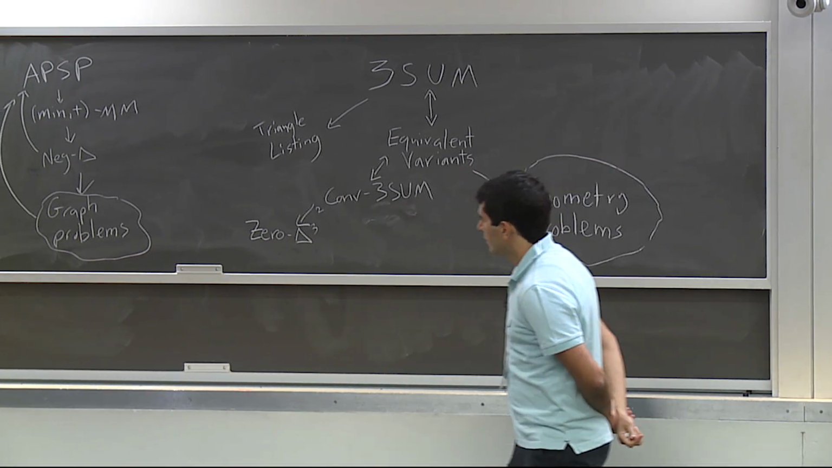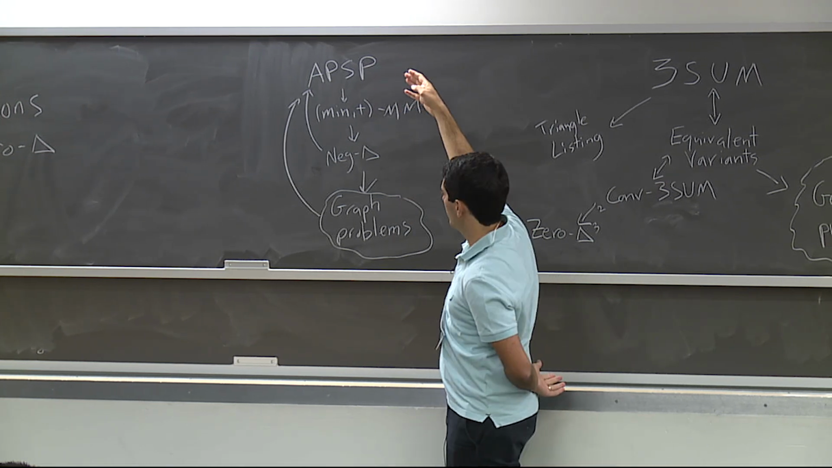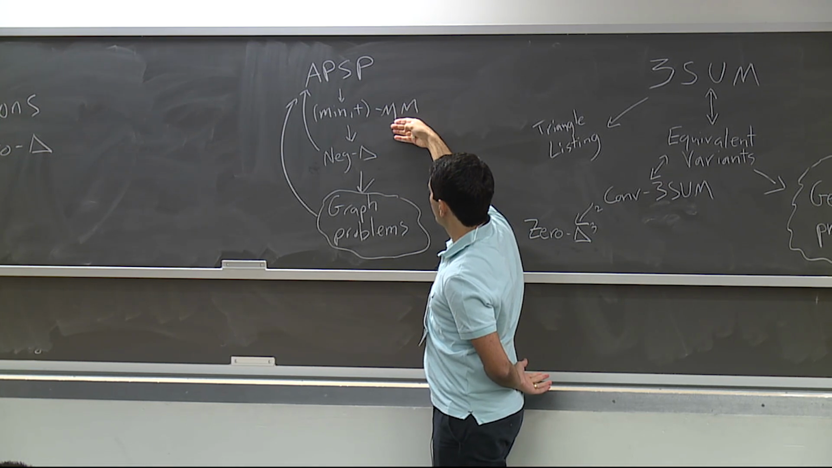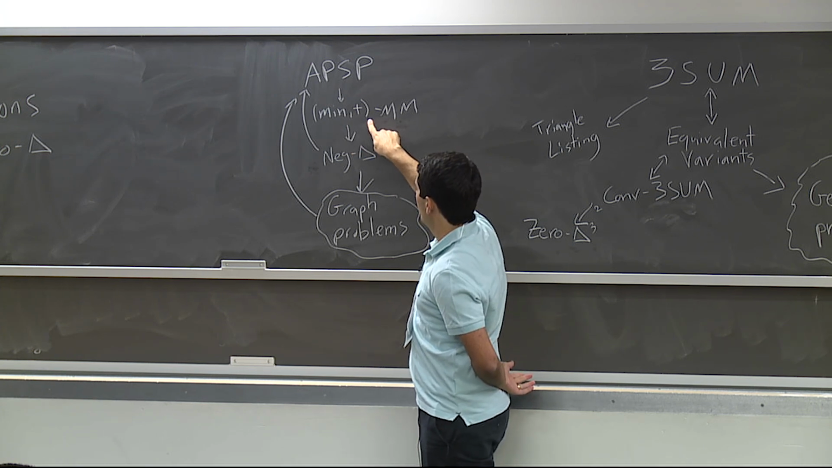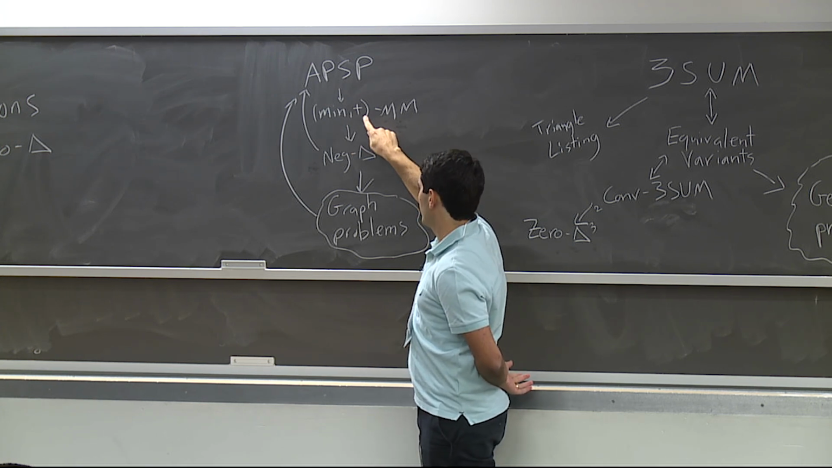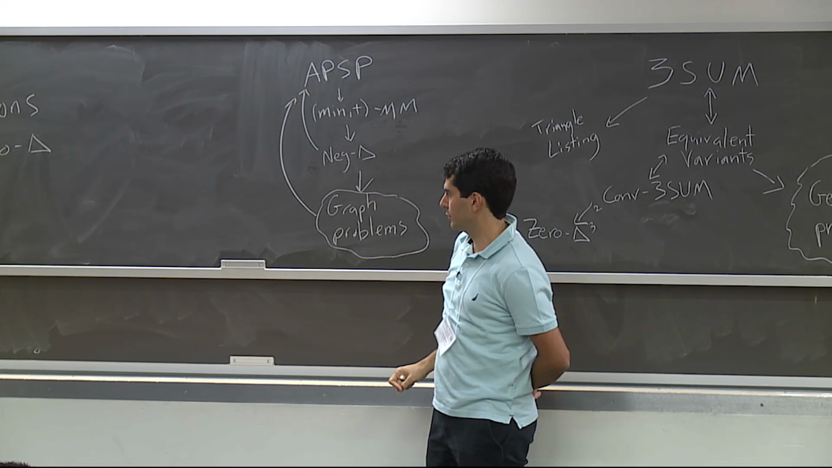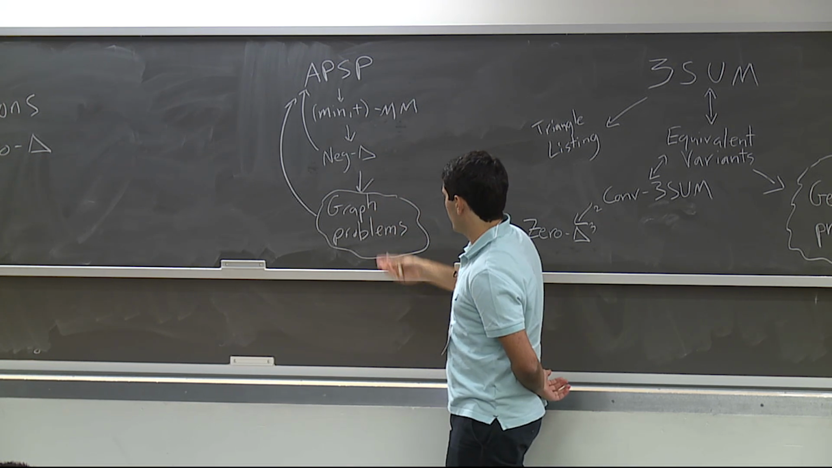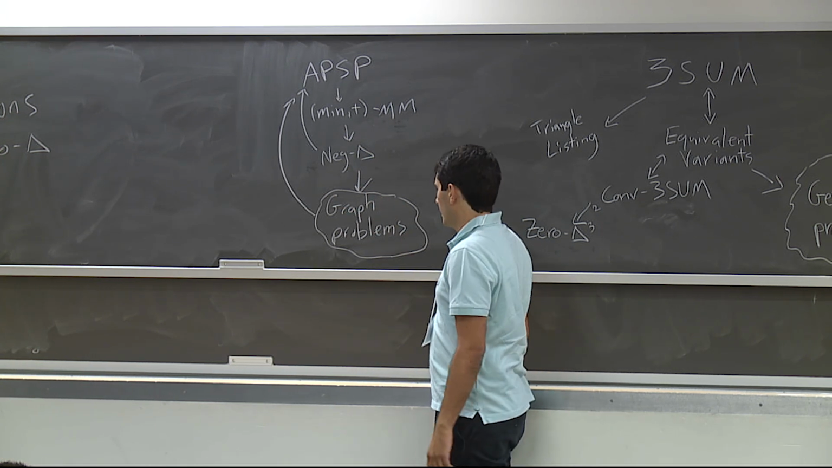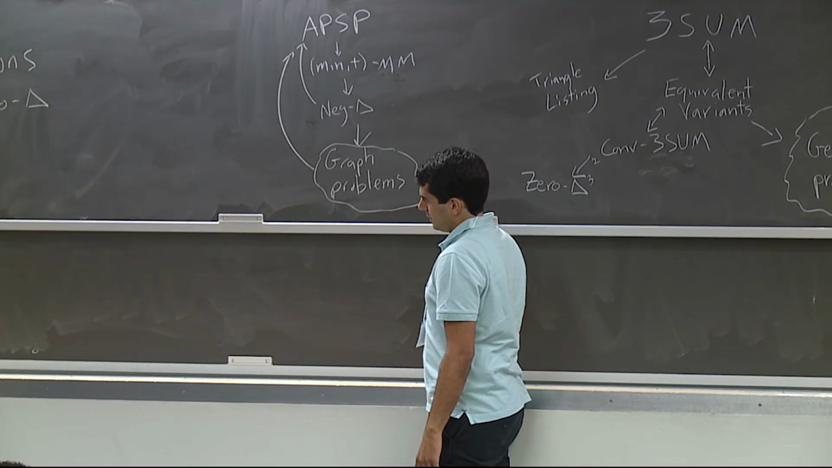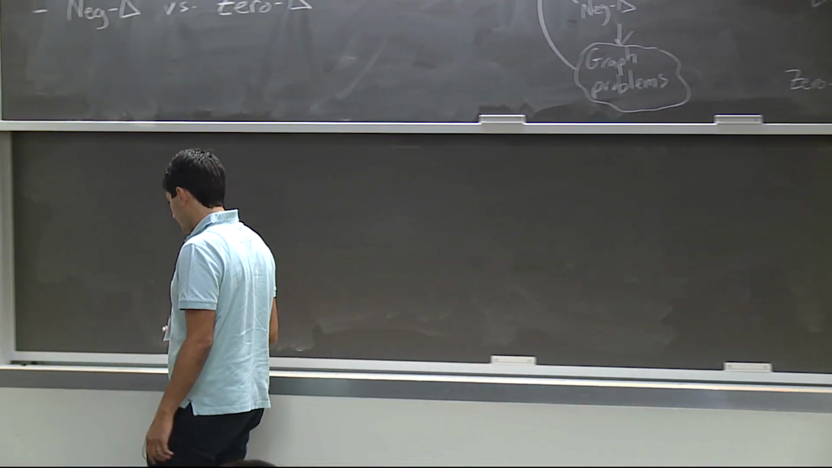OK. And then here, we have APSP, which is our hard problem, our famous problem. It reduces to min plus matrix multiplication. And then that reduces to negative triangle with this kind of magical reduction that we just saw. So now let's just have fun: let's take negative triangle and reduce to some problems. I'm going to write one problem, and you can tell me how to do the reduction.